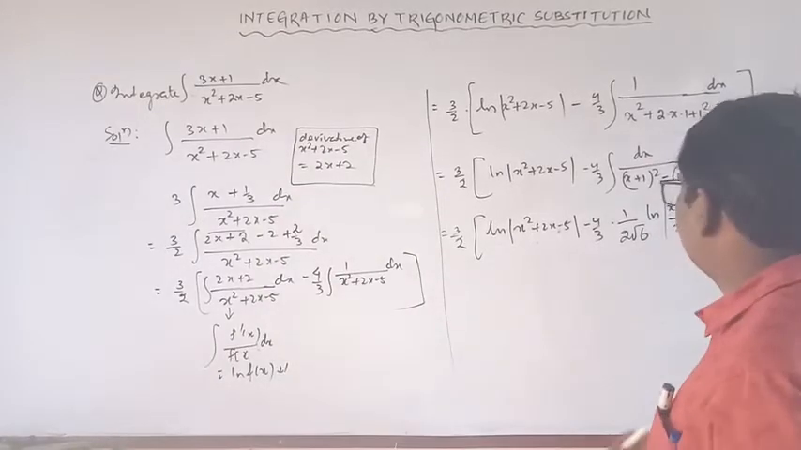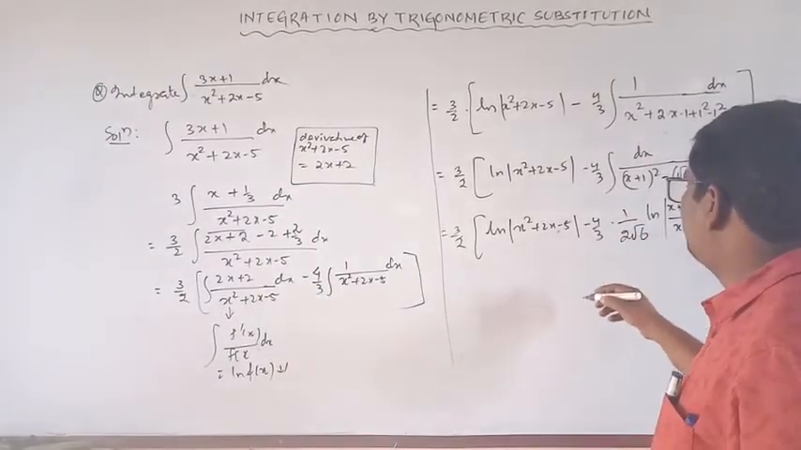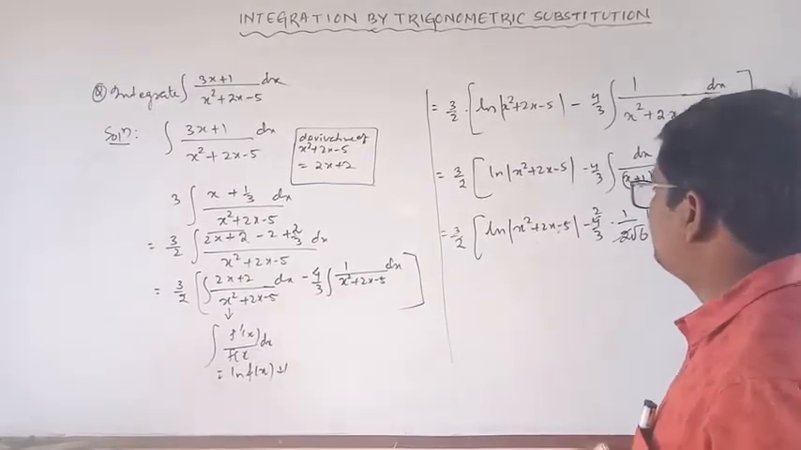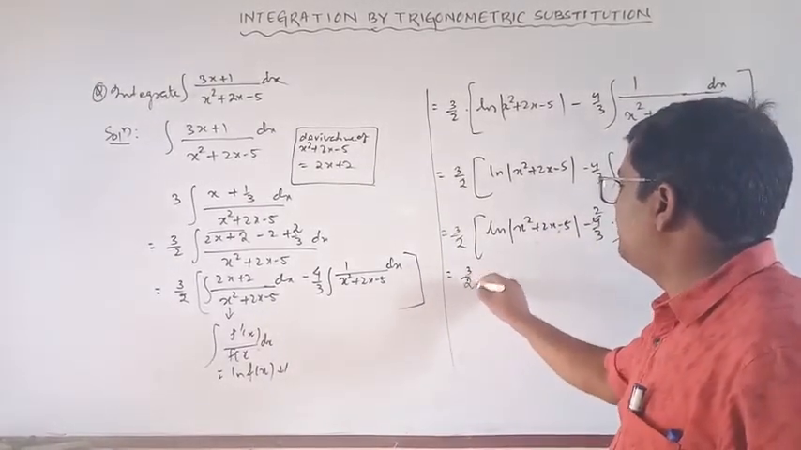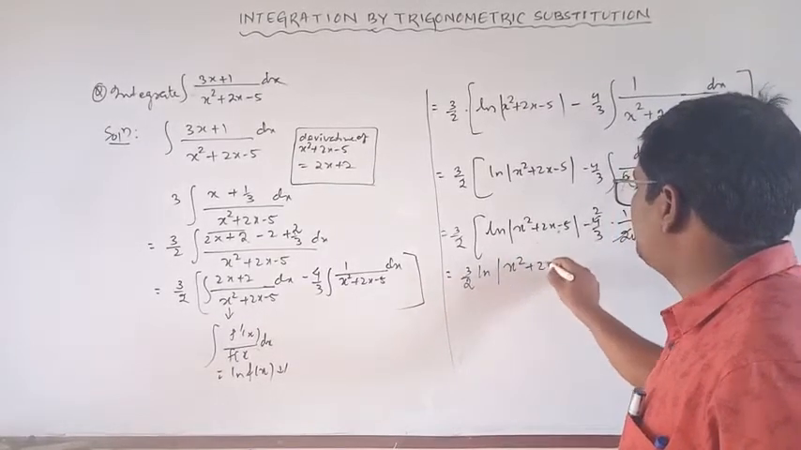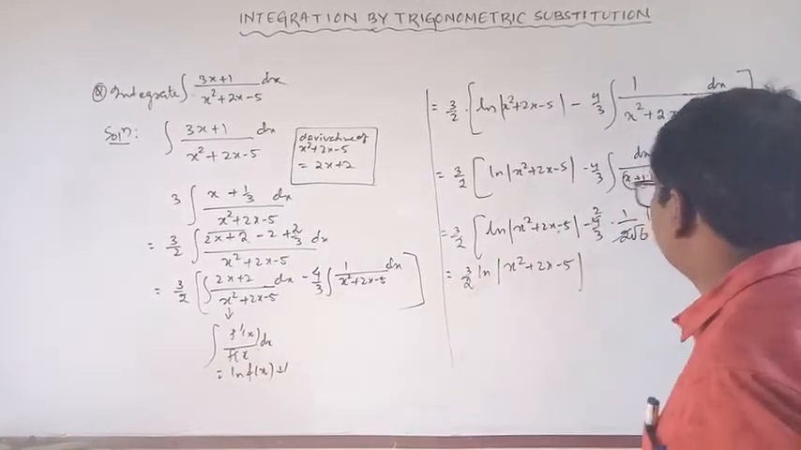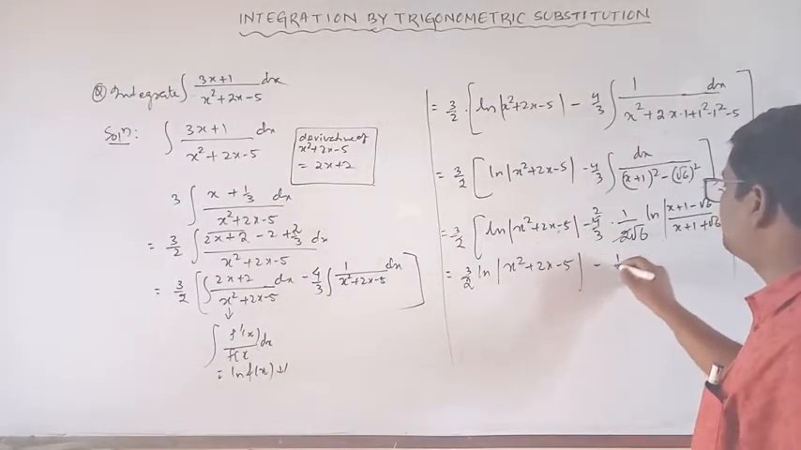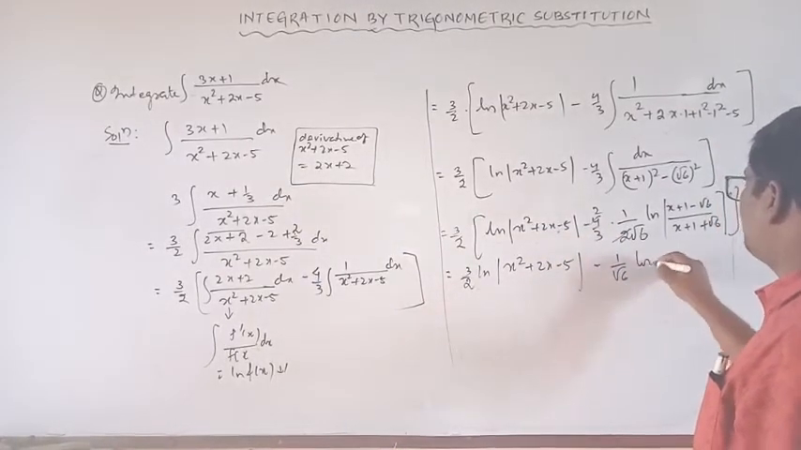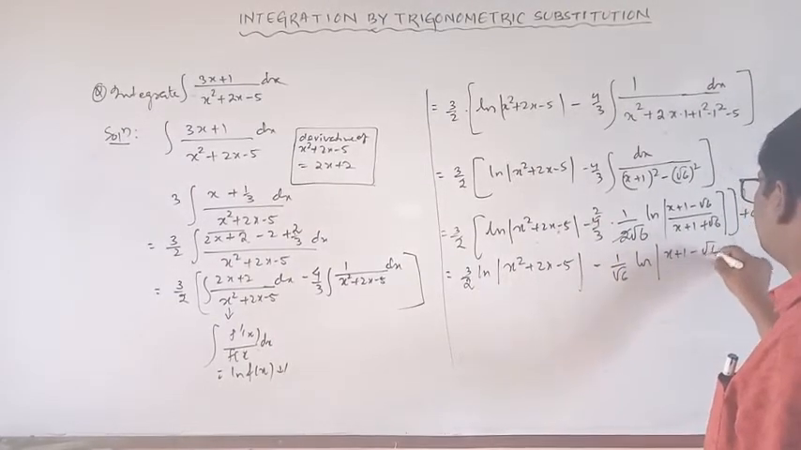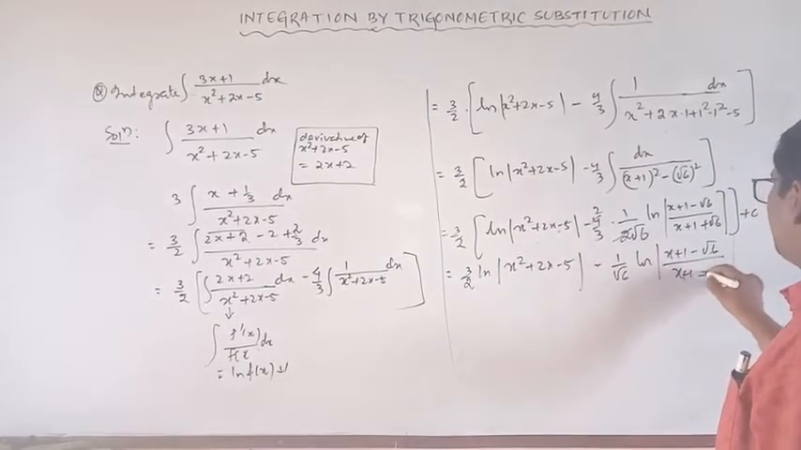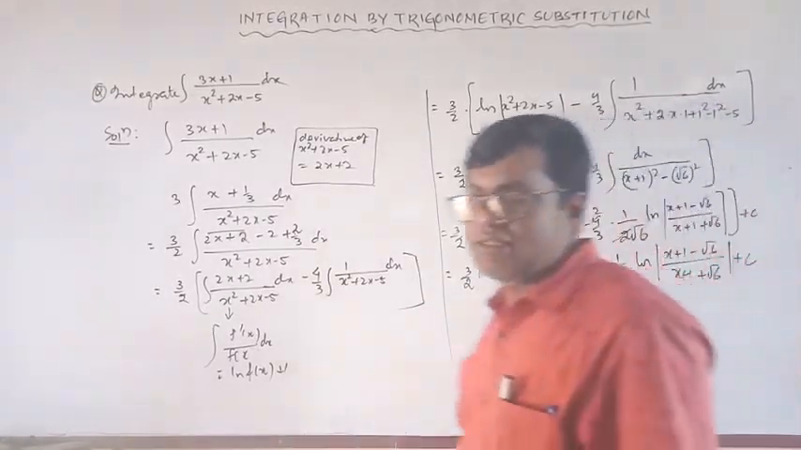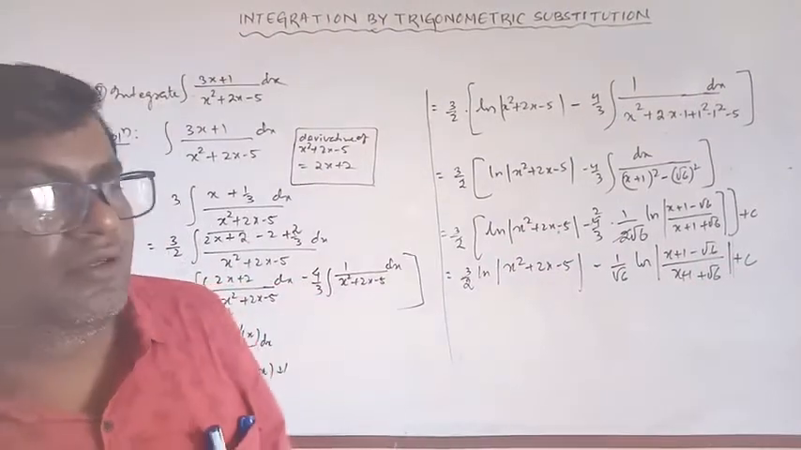So cancel here. That is equal to 4 by 3, and this is 2, and this is 2, and multiply this is 3 by 2. 3 by 2 log of x square plus 2x minus 5, and this is 3 by 2 and 2 by 3. So cancel here, minus 1 by root 6 into log of x plus 1 minus root 6 by x plus 1 plus root 6 plus c. Okay. This is the answer of the question.